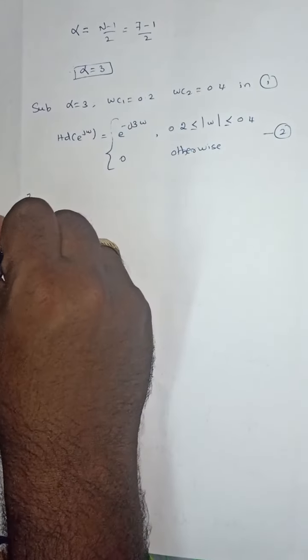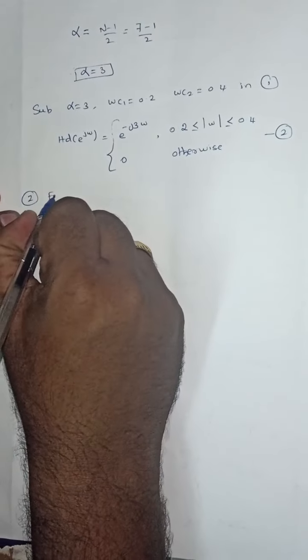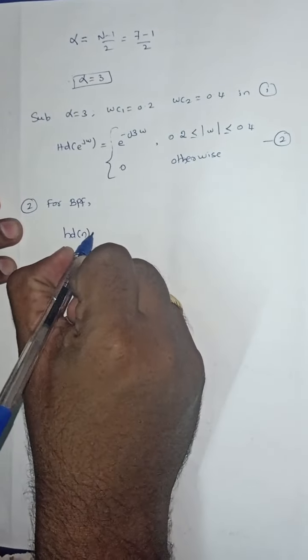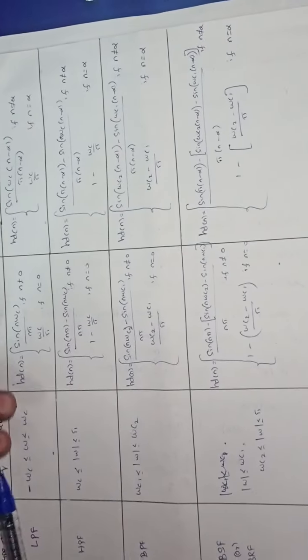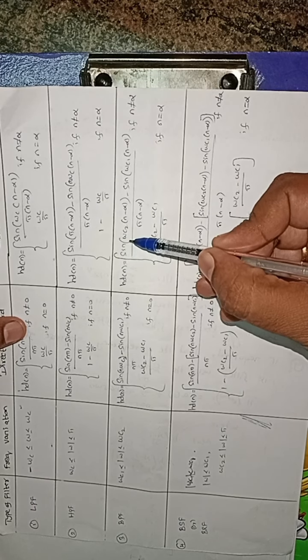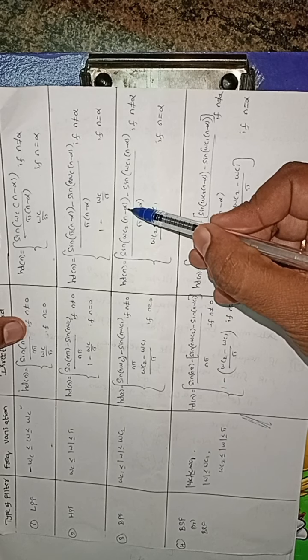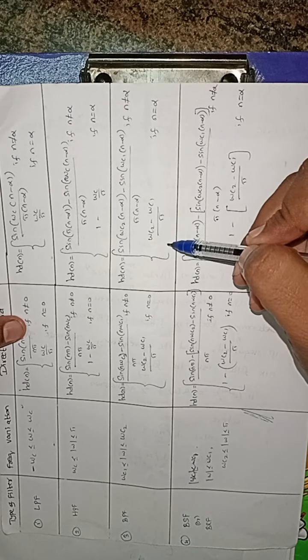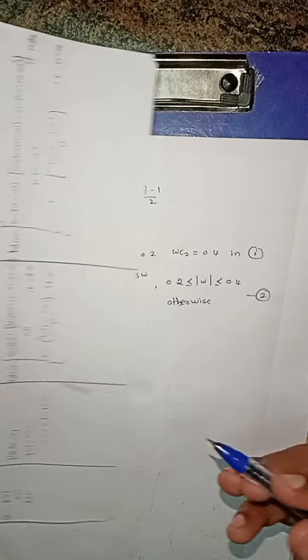Next, second step, for band pass filter. It comes under the indirect method because Hd of e power j omega was not given directly. For band pass filter, the desired impulse response hd(n) is, this is the formula in the indirect method: sine of omega c2 of (n minus alpha) minus sine of omega c1 of (n minus alpha), by pi of (n minus alpha) if n is not equal to alpha; (omega c2 minus omega c1) by pi if n equal to alpha. Now we have to write this formula.